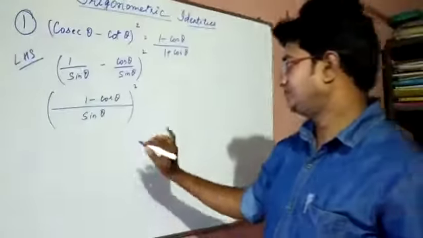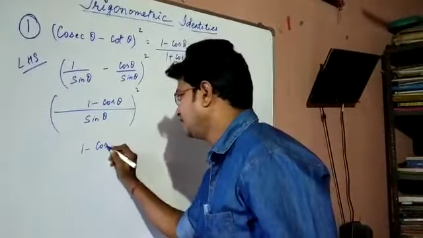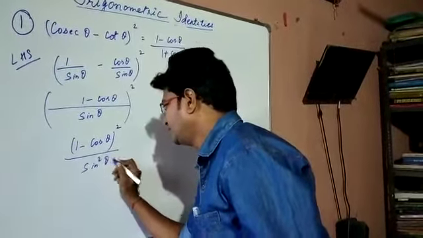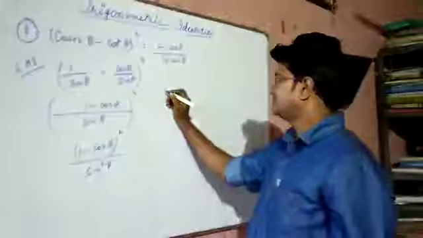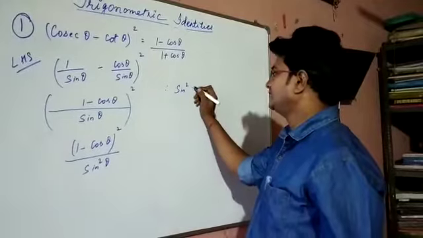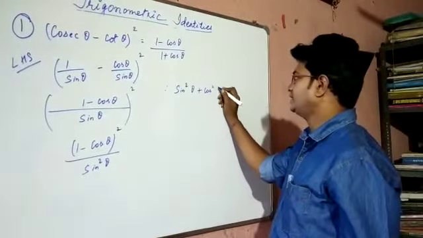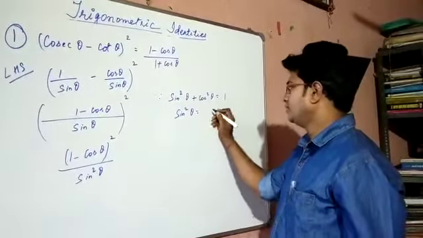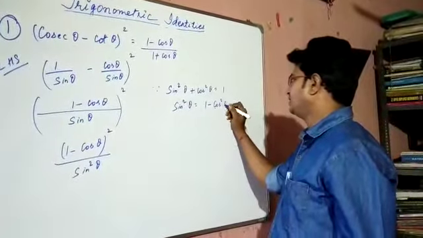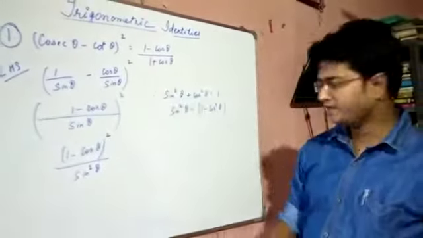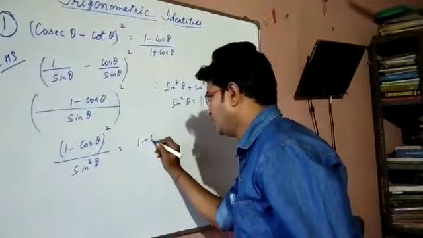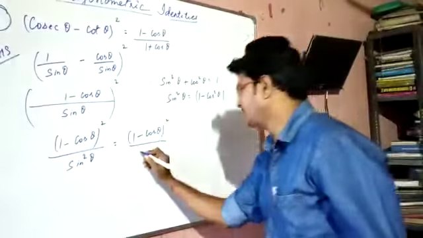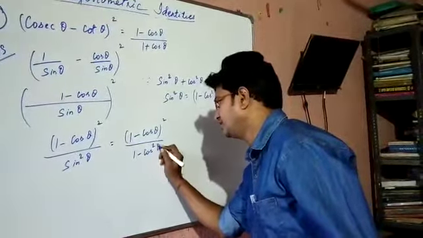Try to understand this step. Here, can we write it in this way? Numerator square by denominator square. Now, since we know the formula sin square theta plus cos square theta is equal to 1, instead of sin square theta we can write 1 minus cos square theta. So we will substitute it here: (1 minus cos theta) whole square by, instead of sin square theta, 1 minus cos square theta.